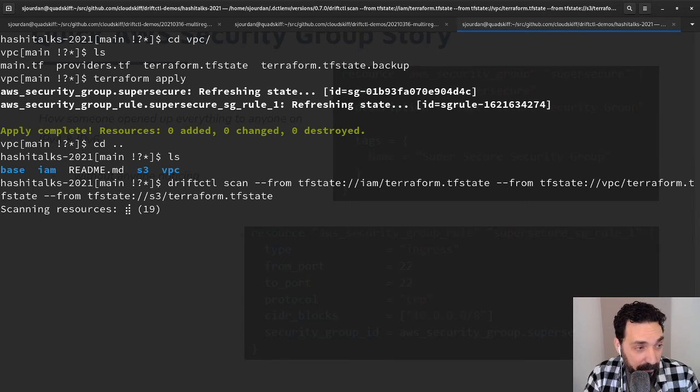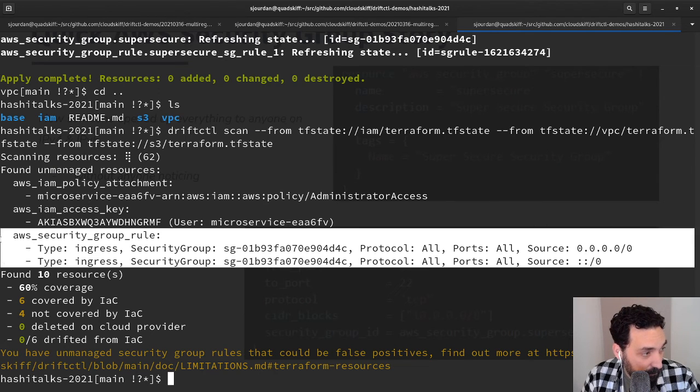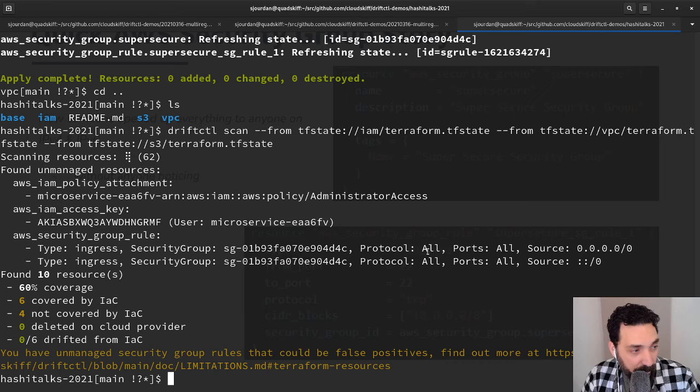It takes all the states, compares them to the structure returned by the AWS API. And here we have the security group rules that were just created by our top manager: the security group, protocol, the ports, IPv4, IPv6. The coverage is down from 75% to 60%, and 4 are now not covered by infrastructure as code.